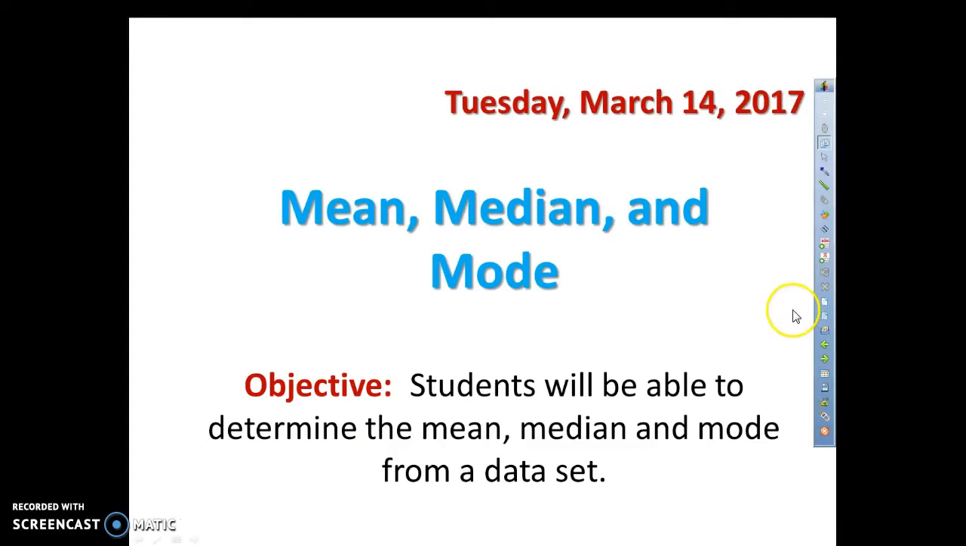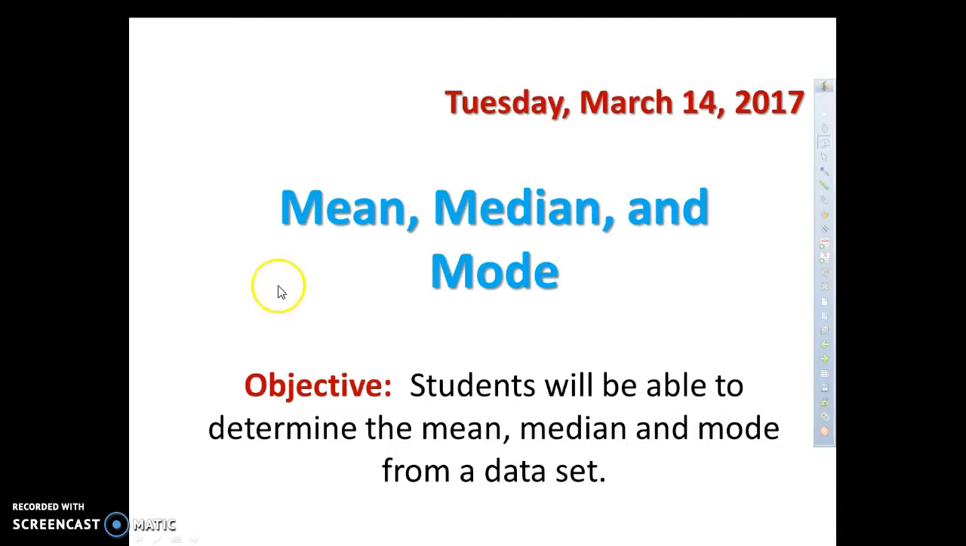Today we are continuing our descriptive statistics unit, and we're talking about mean, median, and mode. Hopefully you have heard of these tres amigos before, and our objective for today is students will be able to determine the mean, the median, and the mode from a data set. Make sure you have down the objective for today.